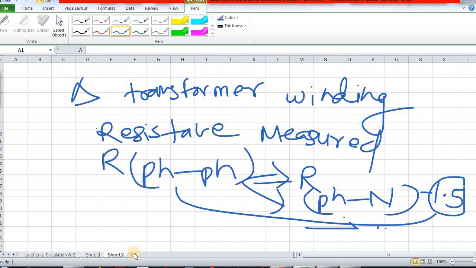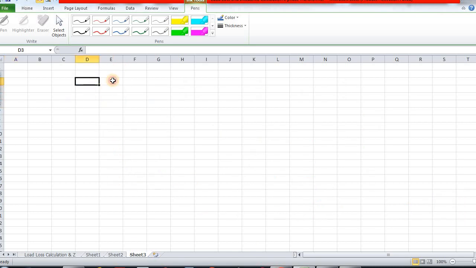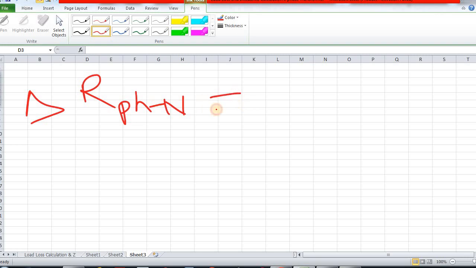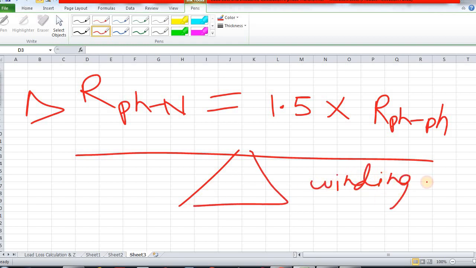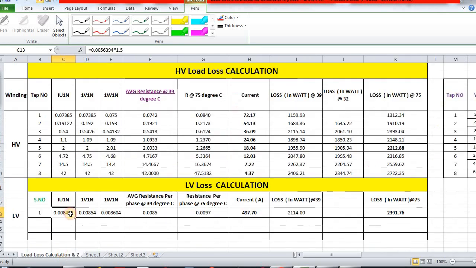So the resistance phase to neutral of the delta winding will be 1.5 into R phase to phase. In the delta winding, the voltage taken phase to phase is multiplied by 1.5. In this way you can calculate the per phase resistance.